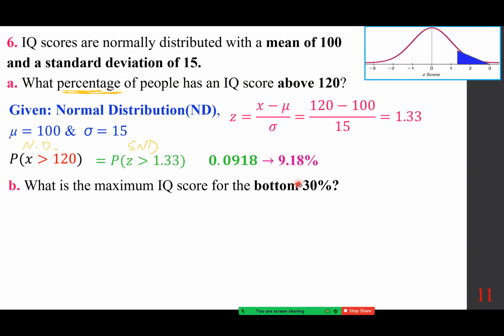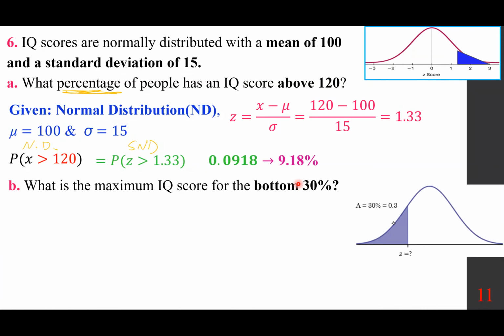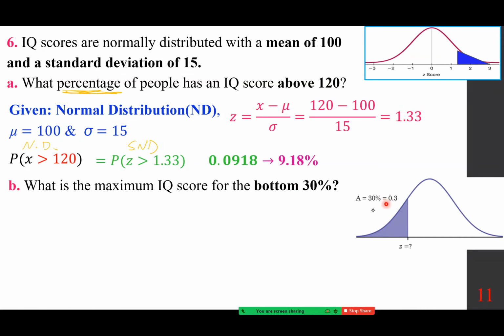What is the maximum IQ score for the bottom 30%? Let's look at the bottom 30%. That means the area here is 0.3. So first and foremost, we want to find the Z score. In this case, we are really looking for X, and we're going to use this formula to get to X because we have mu, sigma, as long as we find Z. And this, you can use table, technology, you name it. So when we use the table, Z score is somewhere between these two numbers, minus 0.53 and minus 0.52.